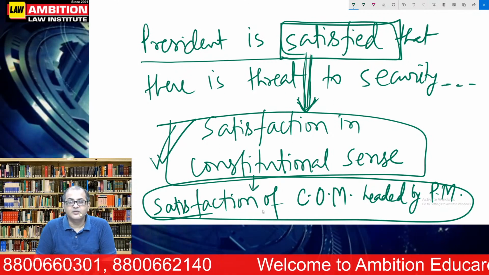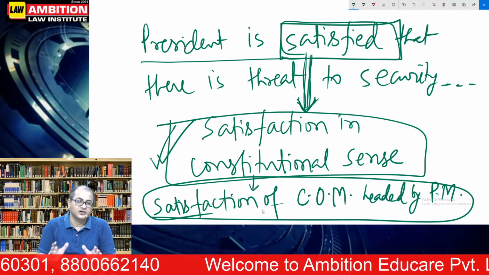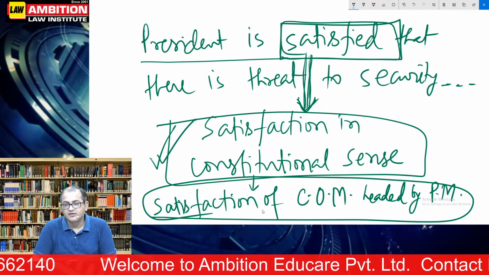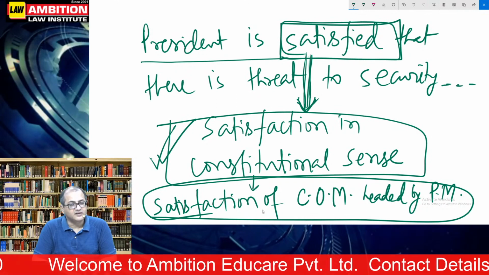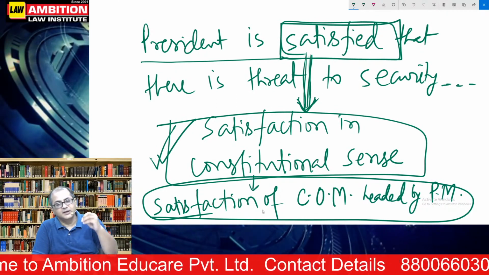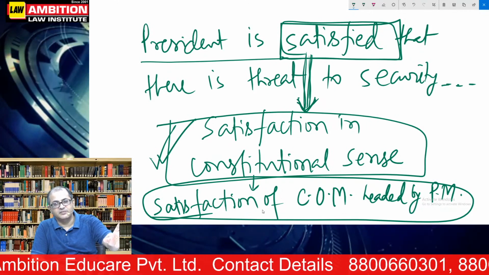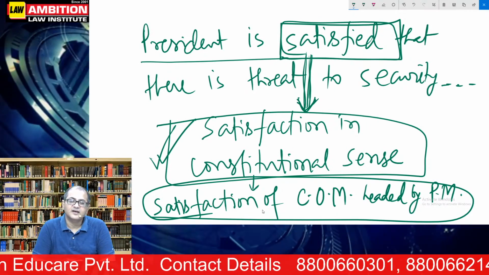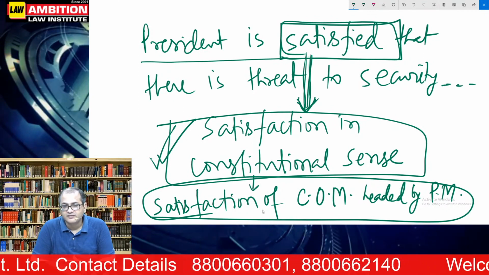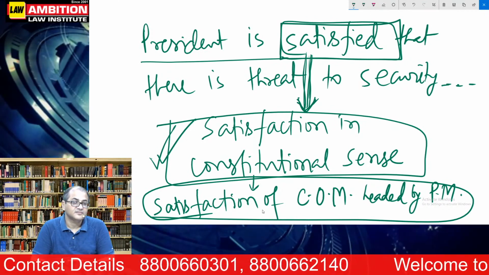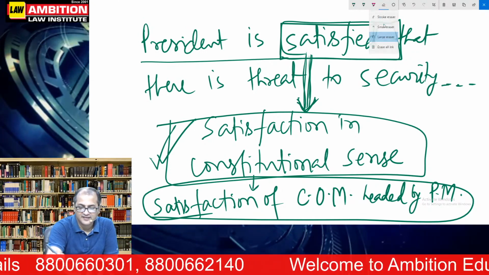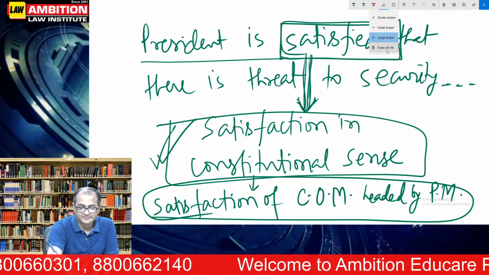So when the Council of Ministers headed by Prime Minister come to the conclusion that there is threat to the security of India due to war, external aggression or armed rebellion, then President is constitutionally satisfied that there is threat to the security of India, and then he can impose national emergency in India. So first two questions are answered. Now then you raise the question, how this decision will be taken. Let me tell you on this point. Third question.